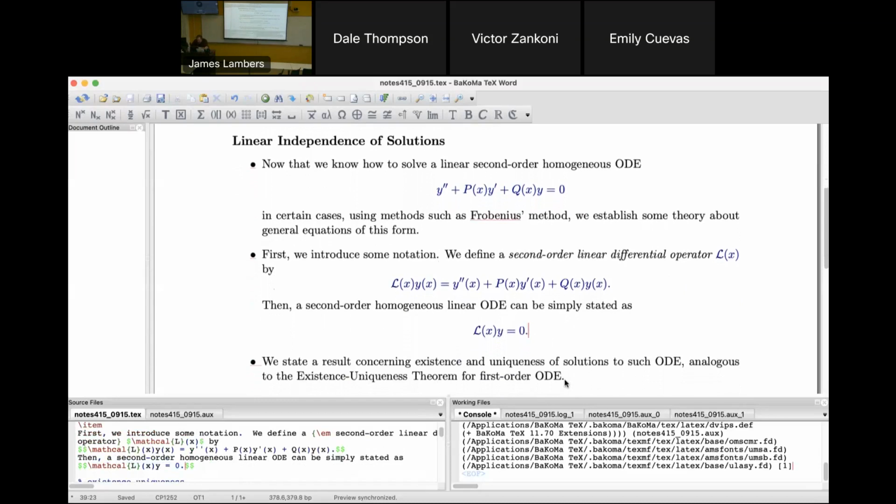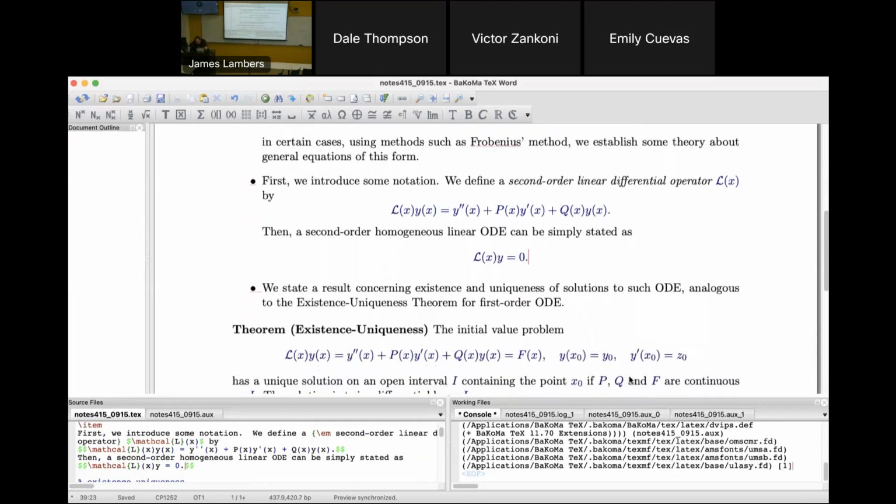You may have seen in your first differential equations class the theorem for existence and uniqueness of solutions for a first order ODE. It's simply called the existence uniqueness theorem. And we do have a similar result for second order ODEs, which makes sense because a second order ODE can always be written as a system of first order ODEs. So here's the theorem.